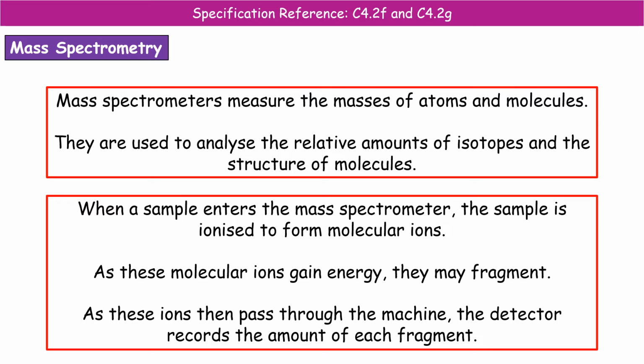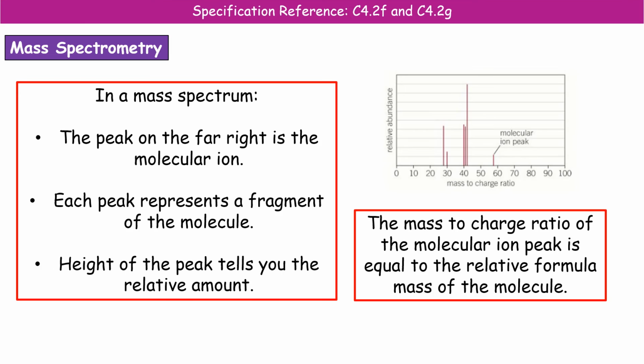The way this works then is as our sample enters the mass spectrometer, it becomes ionised to form these things called molecular ions. Basically, molecules that have a charge on them. As those molecular ions gain energy, they can fragment, so they can break up into smaller pieces. Once those ions pass through the machine, our little detector records the amount of each fragment. So this is what we get. This is our little mass spectrometer readout, if you like.